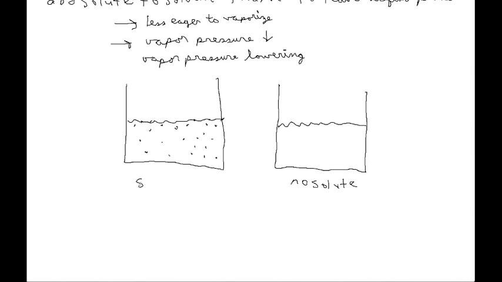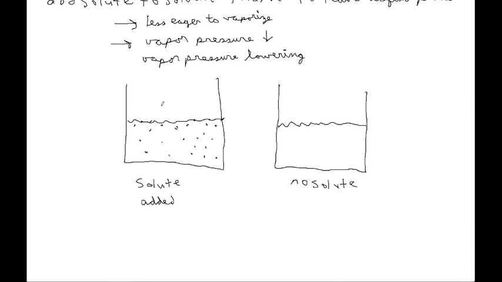But now when there is a solute, some of the particles at the surface will be solvent, and some of the particles at the surface will be solute. So if we add solute, does that mean there's more or less solvent particles at the surface? There's less solvent particles at the surface. Does that mean that the solvent is going to be more or less likely to vaporize? Less likely to vaporize, because it can only vaporize when it's at the surface, and some of those positions are blocked.